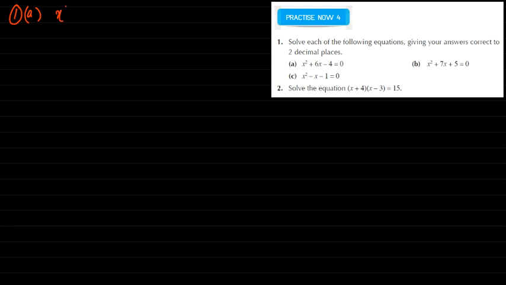It is x square plus 6x minus 4 is equal to 0. And it's saying you have to solve the question, giving your answers correct to 2 decimal places. Which means that at the end, in order to give 2 decimal places, either you have to solve it manually, but better to solve it by calculator at the end.